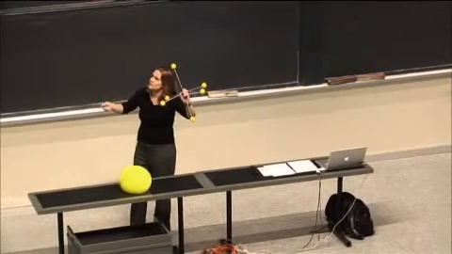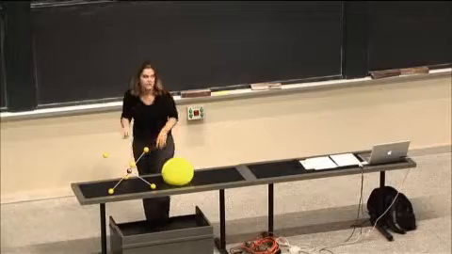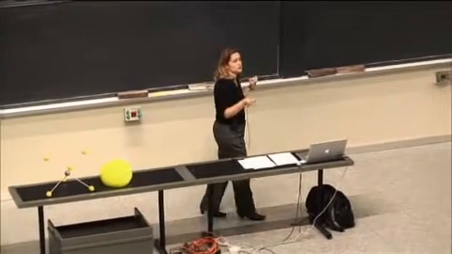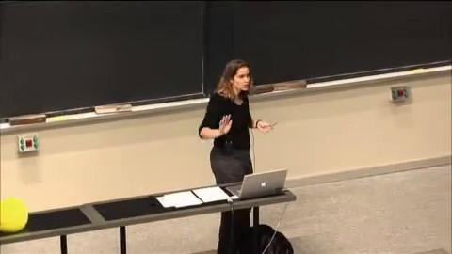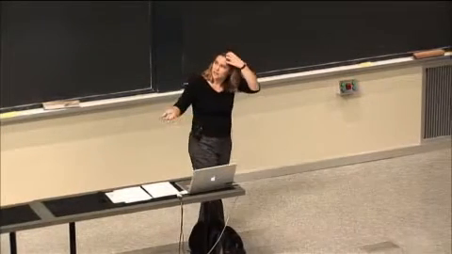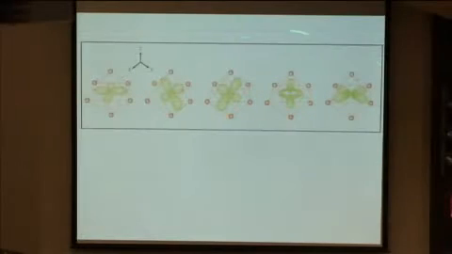And so you can just think about each of these ligands as negative point charges. If the negative point charge is pointing right toward a d orbital, that'll be very repulsive. If it's not, it's less repulsive. That's the whole idea behind this crystal field theory. So here again is just another little picture, so you can get the idea that we're going to be thinking about all the shapes of the d orbitals, and where the ligands are.